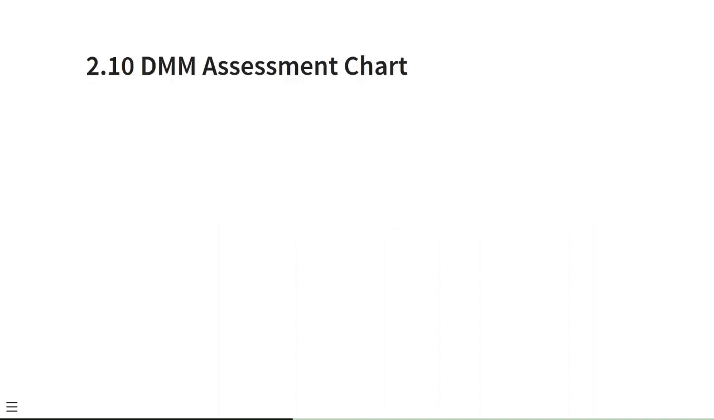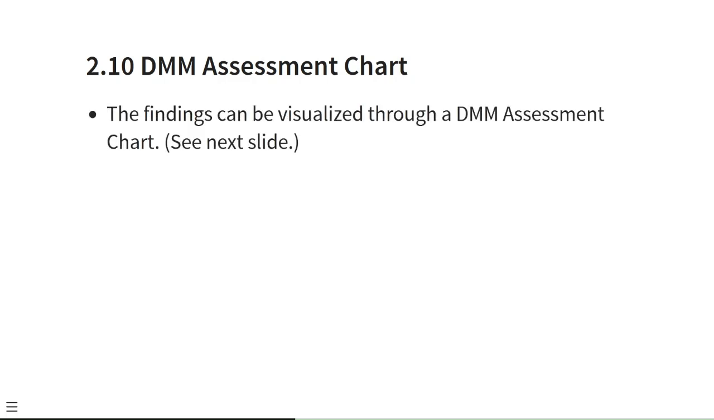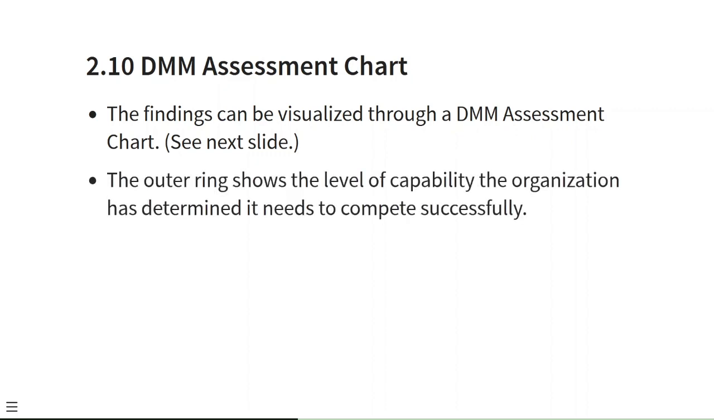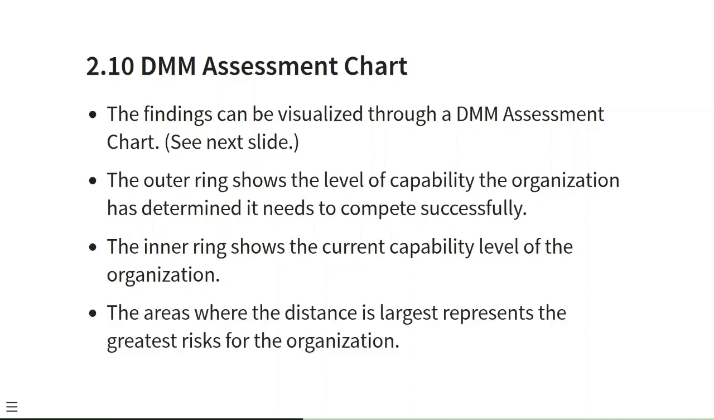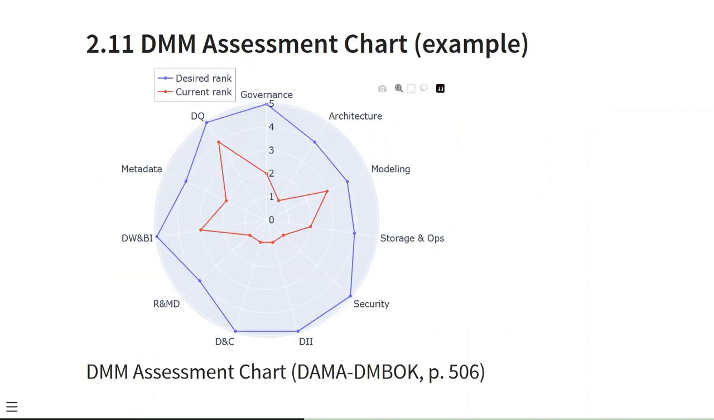The Data Management Maturity Assessment Chart is a way to visualize the findings of the assessment. And we will see an example of this on the next slide, where the outer ring shows the level of capability the organization has determined it needs to compete successfully. The inner ring shows the current capability level of the organization, and the areas where the distance is largest represent the greatest risk for the organization.